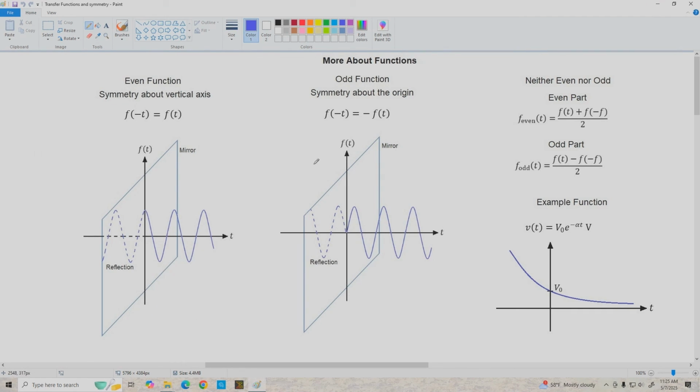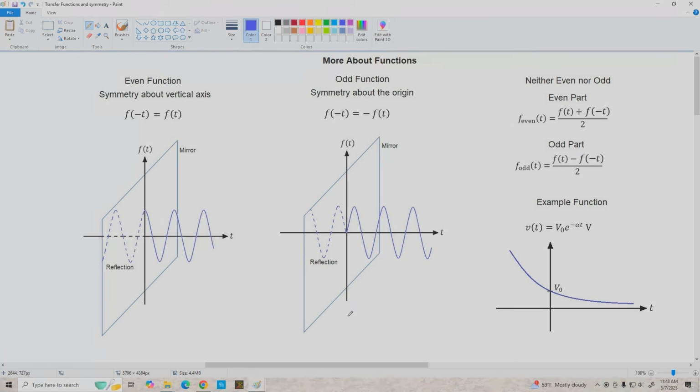Now, odd functions have symmetry about the origin. That means f of negative t equals negative f of t, which again is something maybe hard to visualize. So if we use the mirror approach here with the sine wave, which is an odd function, we see that its reflection is an inverted version of what would really happen for negative t. And this is just a visual way of seeing what's going on with this equation. Hopefully the mirror approach I've used here helps you to visualize even and odd functions a little more easily.